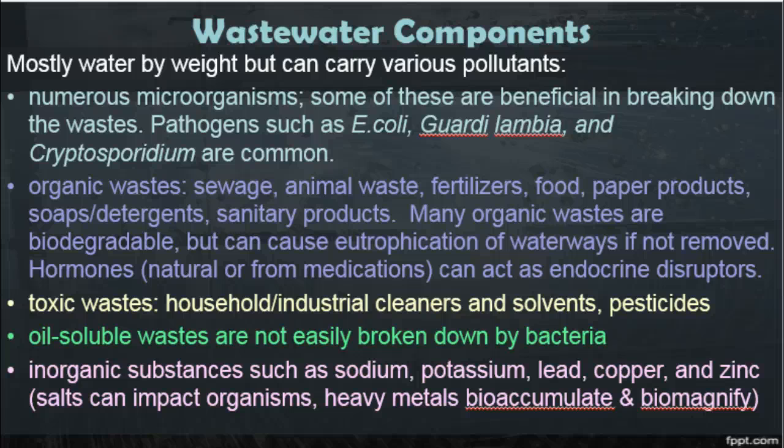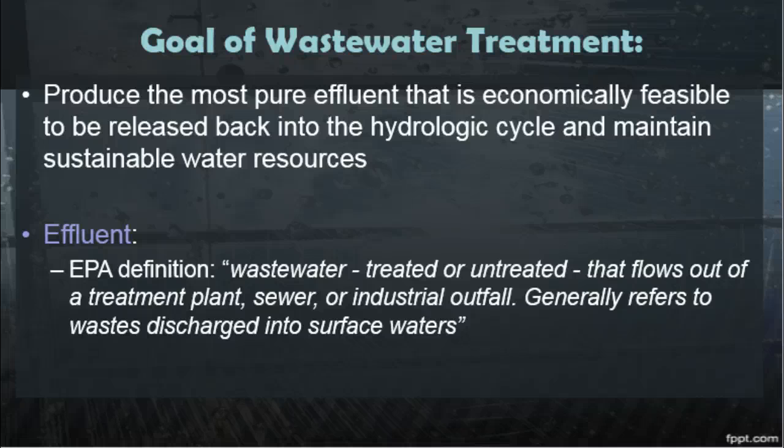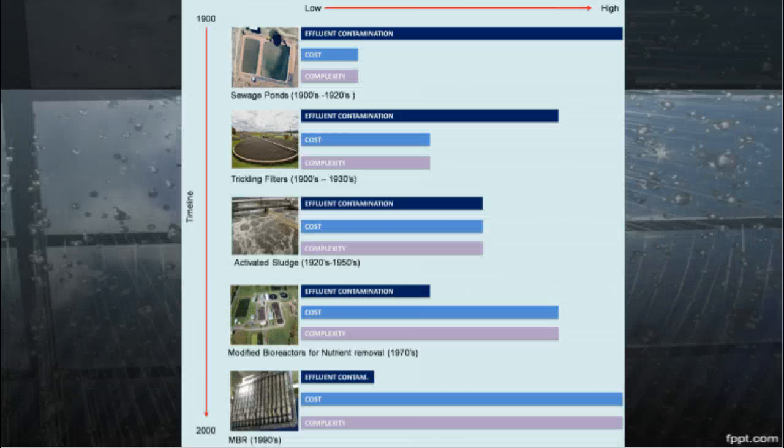So how they do this actually depends on where you live. But overall, the goal of wastewater treatment is to produce the most pure effluent that is economically feasible so that we can release it back and use it again. So effluent is basically just what we release back into the environment. We want it to be as pure as possible. And you do have to weigh the purity of the effluent with the cost that it's going to take to go through the process. And we've gotten better and better at this as time goes on.